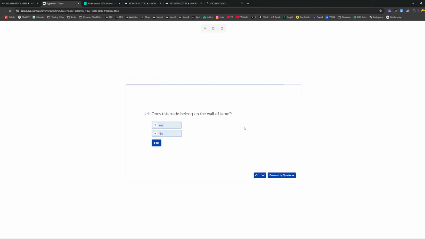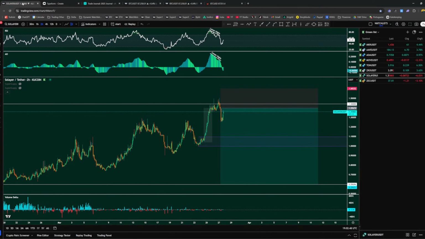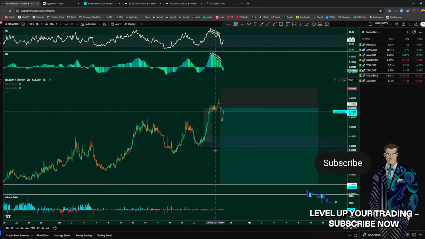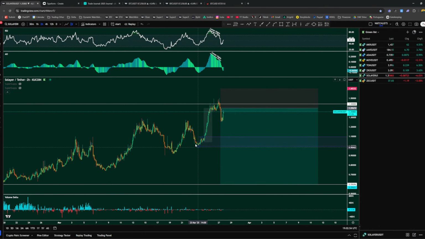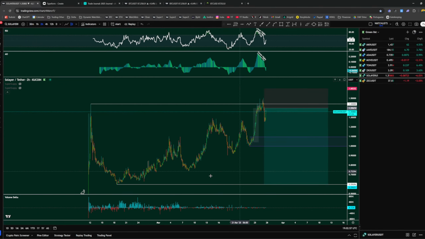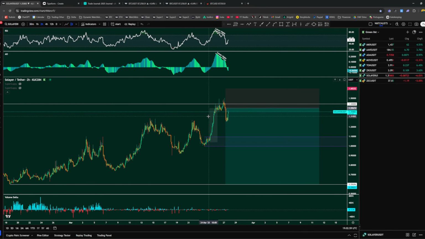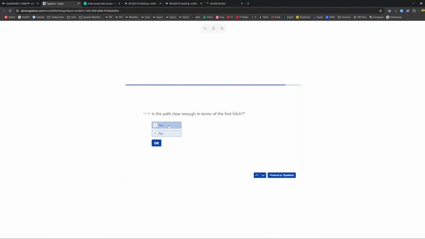Does this trade belong on the wall of fame? Right, get up, look at my A-star trades, or, you know, it doesn't have to be on a wall. It can be in a ring binder or a book, whatever you want. Yes, right, it's a great trade. Is the path clear enough in terms of the first hitch? Right, because we have this inefficiency, the first hitch really is this market structure defense zone down here, and then final target would probably be the lows down here, but there's not really much in the way of demand here. So again, the path is clear enough.